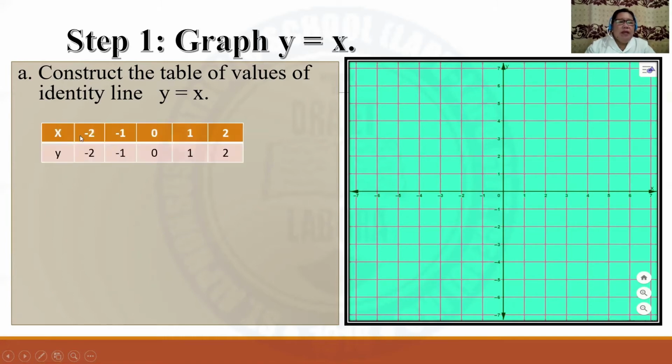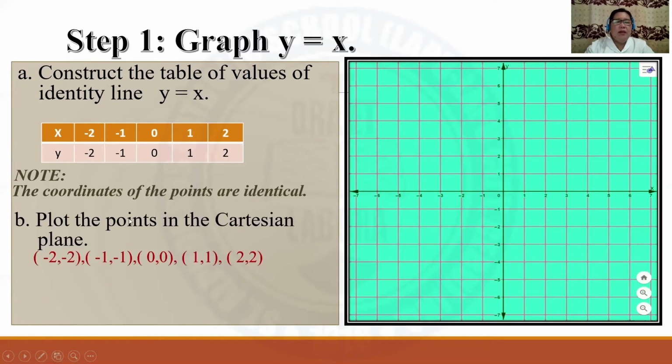So these are the values of x: negative 2, negative 1, 0, 1, and 2. And since they are identical, then y is also negative 2, negative 1, 0, 1, and 2. Take note that the coordinates of the points are identical. And then you have to plot the points in the Cartesian plane. You have negative 2, negative 2, negative 1, negative 1, 0, 0, and so on.